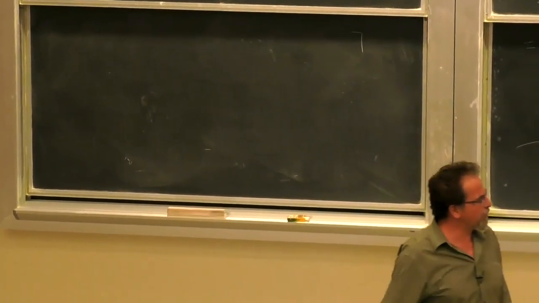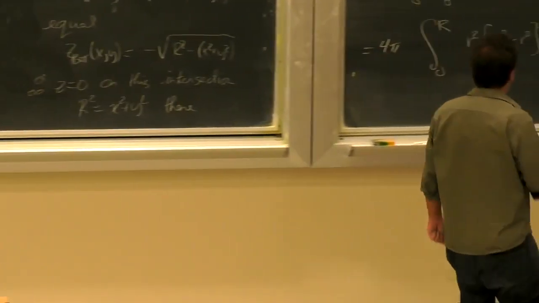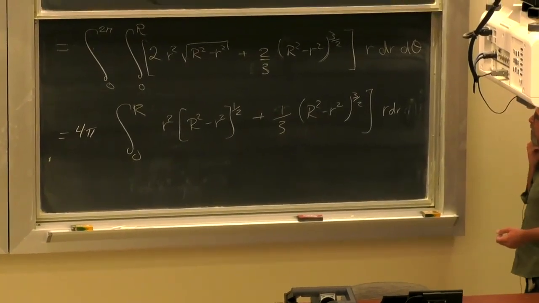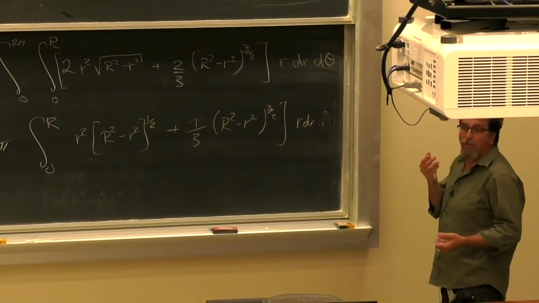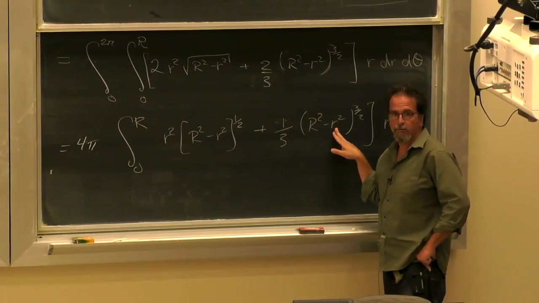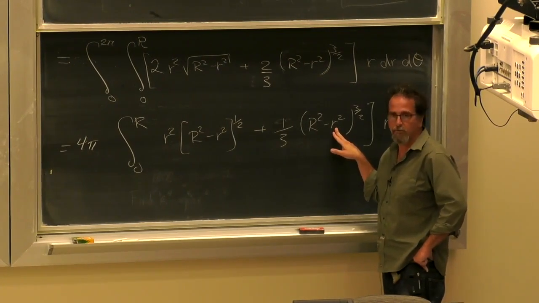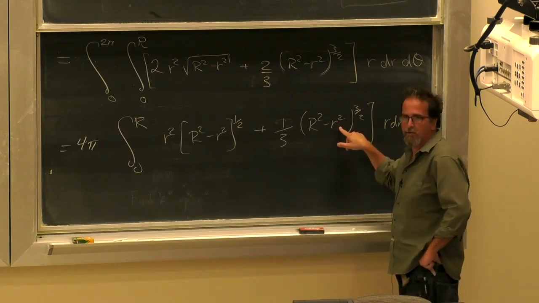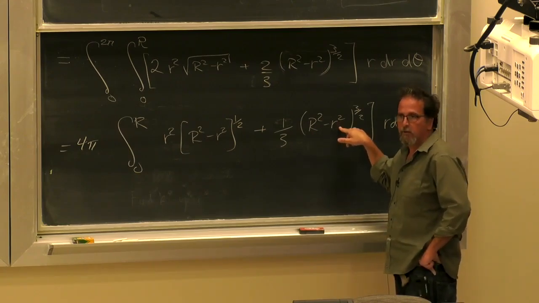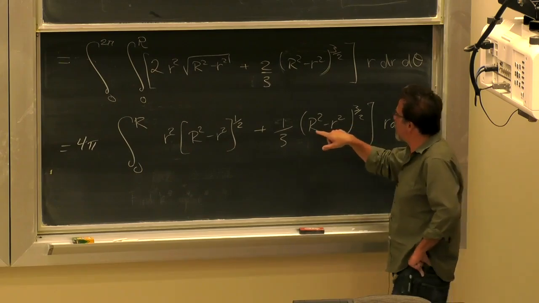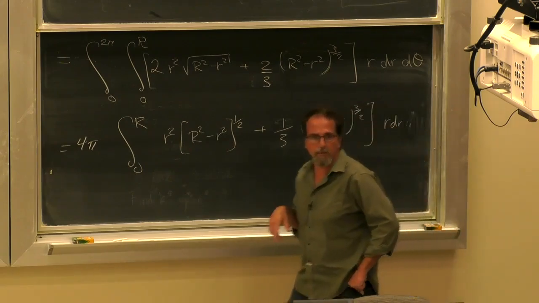This is screaming out for a U substitution. What's my U substitution going to be? Well, you could do a lot of different U substitutions. I can see substituting r squared first. Or I could see substituting big R squared minus little r squared. That could be a useful U substitution also. So allow me to let U equal capital R squared minus little r squared.